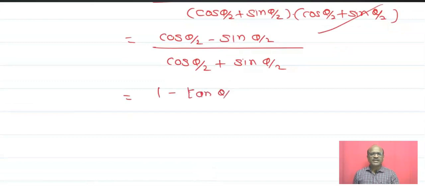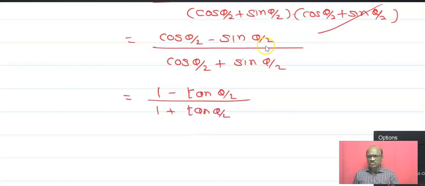Now divide numerator and denominator by cos of theta by 2. Why am I dividing by cos of theta by 2? I want to show that this is nothing but the expansion of tan.